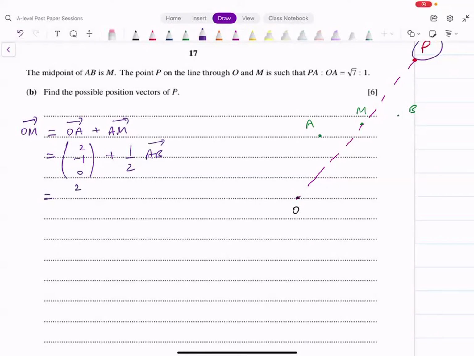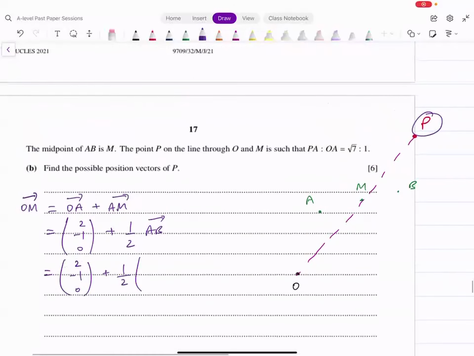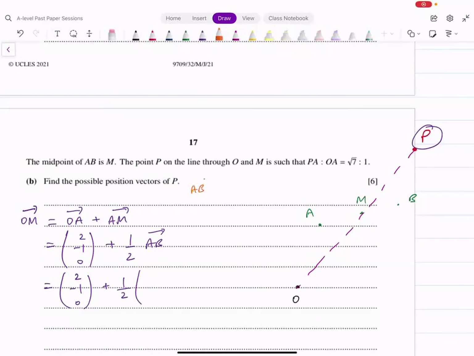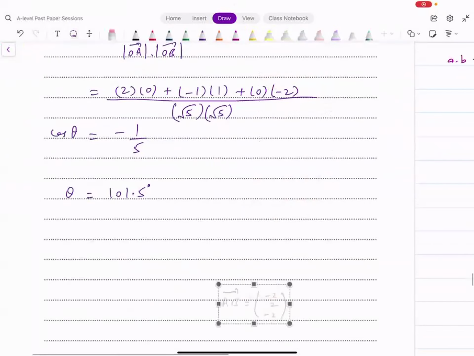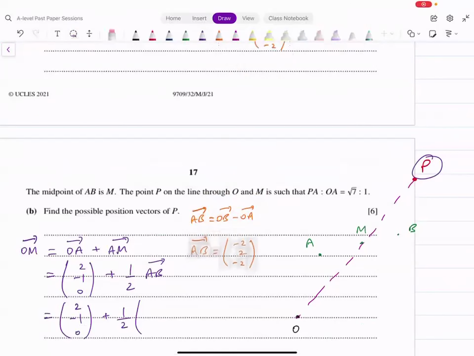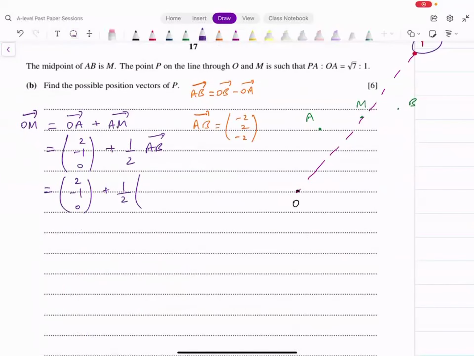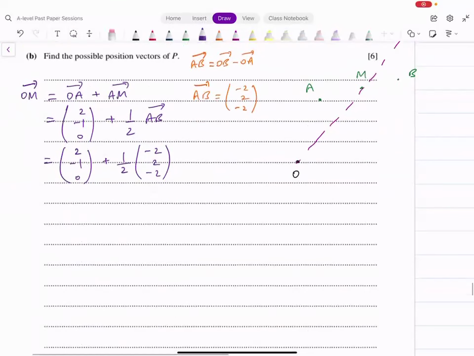अब AB क्या चीज है? AB तो हमारे पास आ सकता है आराम से. AB is going to be OB minus OA, right? AB क्या होएगा position vectors की terms में? OB minus OA. Let me just calculate that here and then I'll take it there. AB is going to be 0 minus 2, that's minus 2. 1 minus minus 1, that's plus 2. 1 plus 1 हो जाएगा, 2. Minus 2 minus 0, that's minus 2. ये मेरे पास vector AB आ गया. ठीक है. This is the vector AB. I can actually just input it there. -2, 2 and -2.